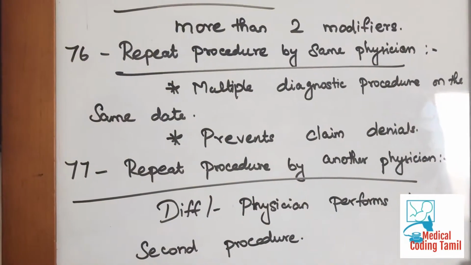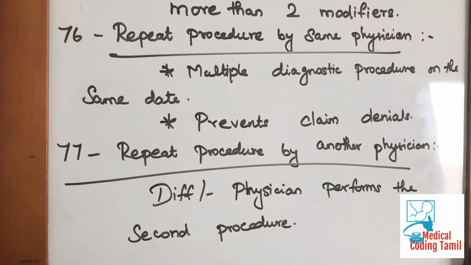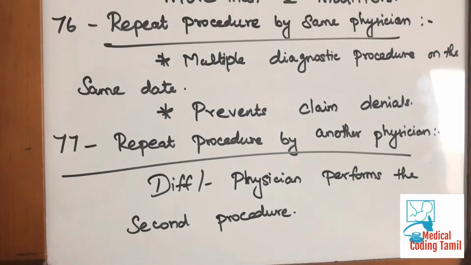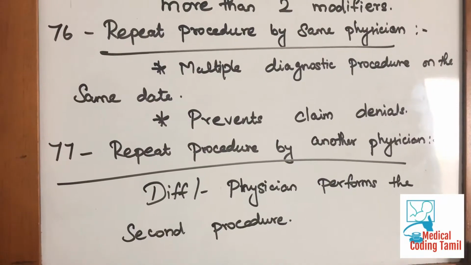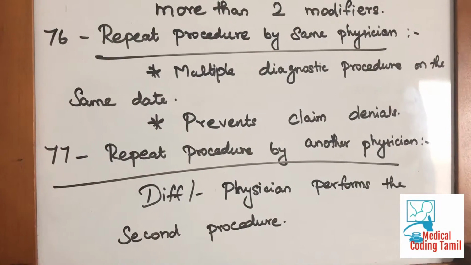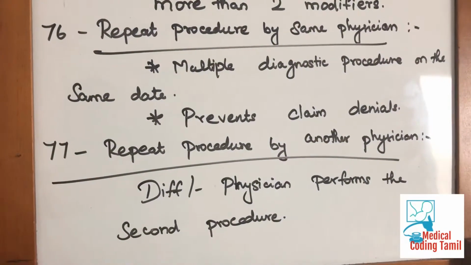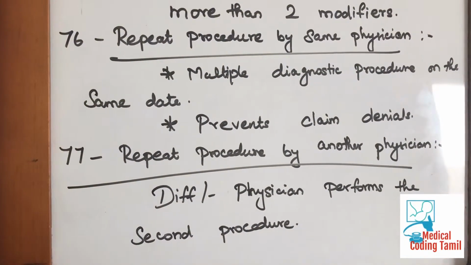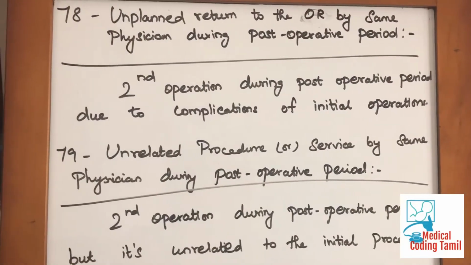A different physician performs the second procedure. The primary procedure was done by one physician and the second procedure, the follow-up or something else, is done by a second physician. If the same physician is doing both the primary procedure and the follow-up care, then we have to give modifier 76. If it is done by a different physician, then we have to give modifier 77 to the code.